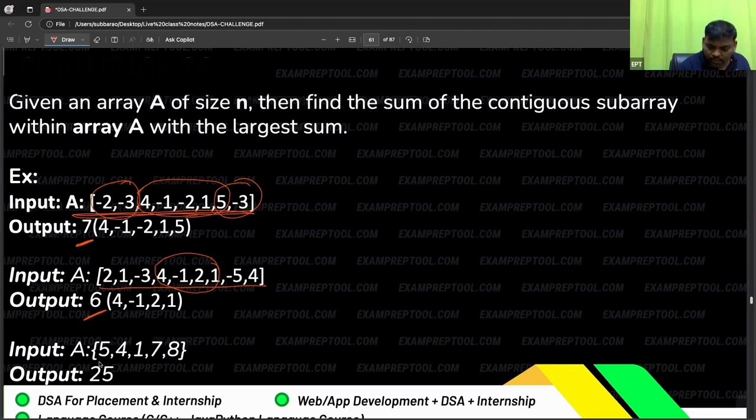In this one, see, all are positive. You are lucky. If all are positive, then the whole array will be the answer: 20. If all are negative, then you take only one element, whichever is the biggest value.